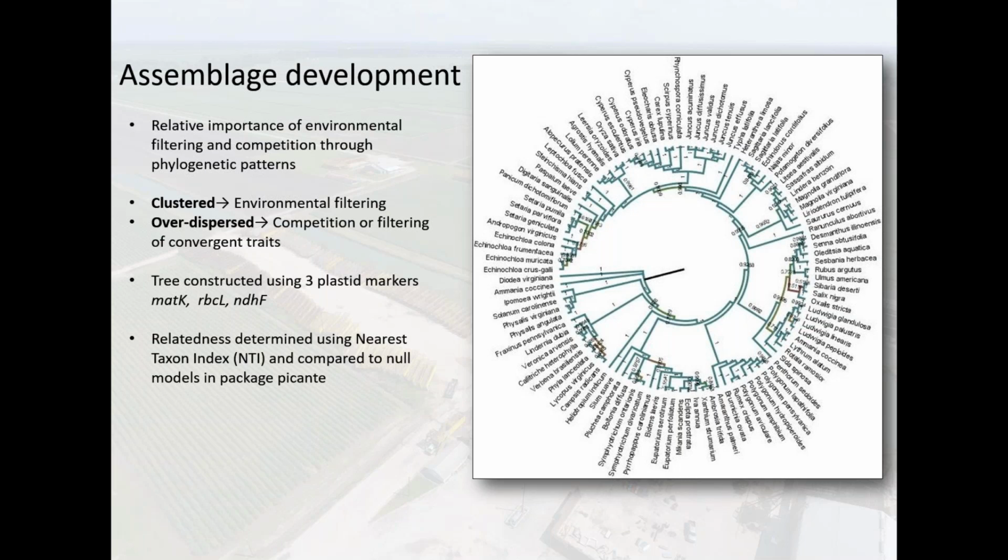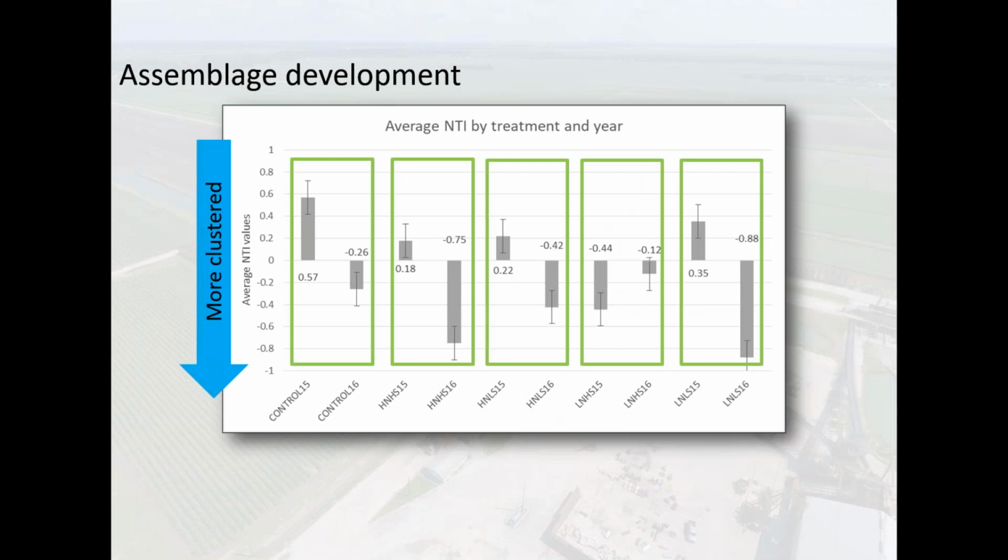And to do this and to assess what may potentially be driving these assemblages in these systems, we constructed a phylogenetic tree based on three plastid markers and calculated the relatedness of our assemblage via the nearest taxon index, or NTI, and compared our observations over the entire study period, so this is over the two-year study period, to null models that we developed.